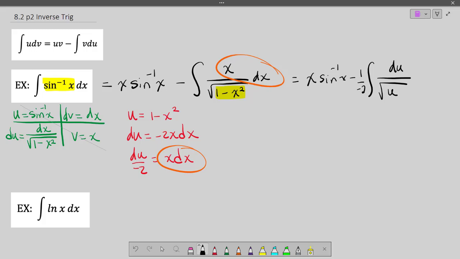All right, we're on the right track. All of the letters inside that integral are now u's. That's good. Now, we need to do a little bit of rewriting in order to pull this off.